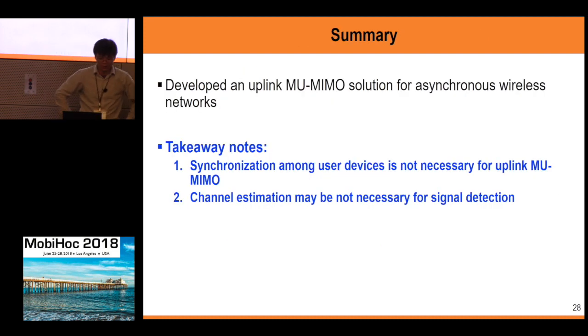Let me summarize this presentation. We developed an Uplink MU-MIMO solution for asynchronous wireless networks, with two takeaway notes. First, synchronization is not necessary for Uplink MU-MIMO. Second, channel estimation may not be necessary for signal detection. And actually, for the second one, there are other applications, like in cellular networks, where the problem is payload contamination. If you use this solution, probably payload contamination will not be a problem.